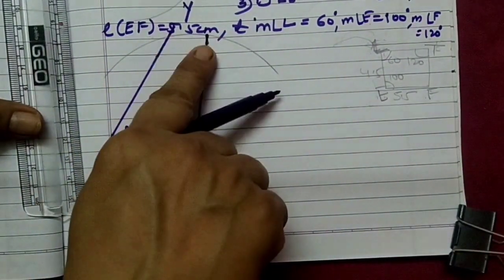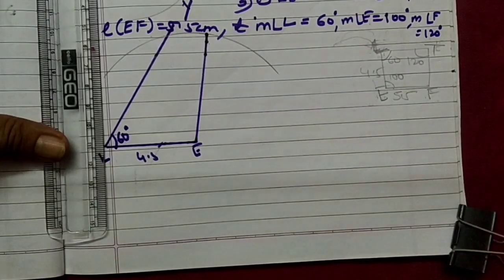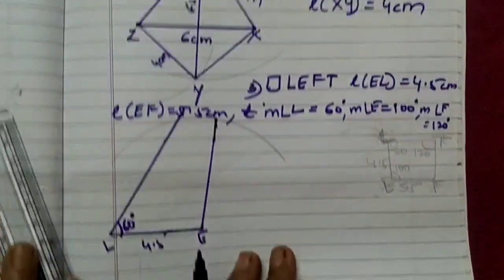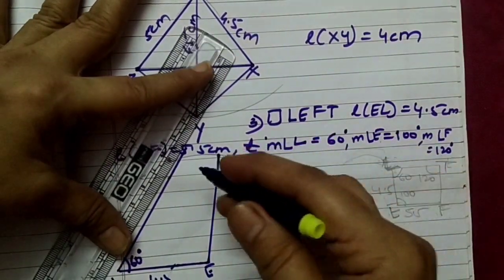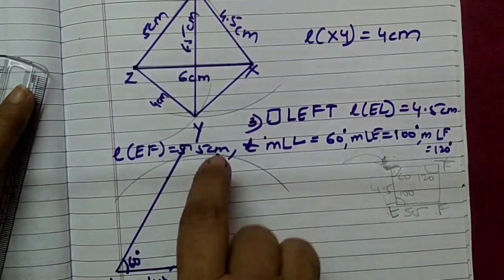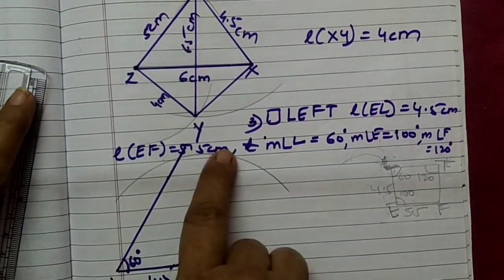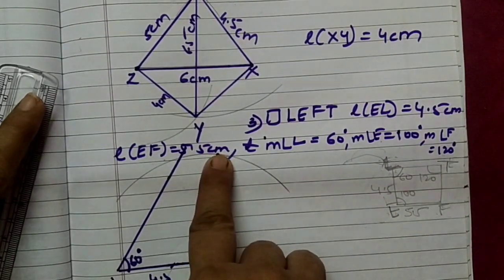I don't think we'll be able to do the construction. See why I'm telling you: even if I extend this till here, I can extend it till here, but it won't be 5.5. I want 5.5, and my 5.5 is here, isn't it?